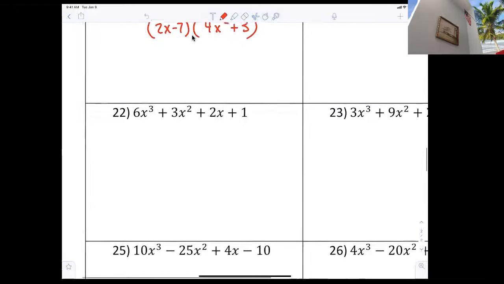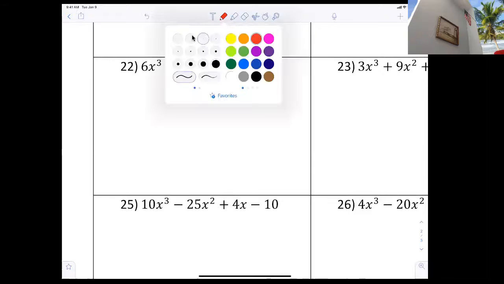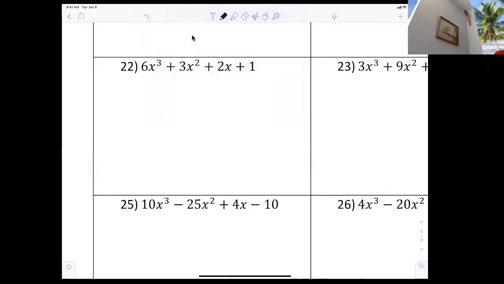All right, next, 22. Let's go. Parentheses, parentheses, parentheses, parentheses. All right, nice and slow. What's the GCF? Sienna, you are amazing, girl. Thank you. 3x squared. Now, be careful. Divide numbers, subtract exponents. 2x.